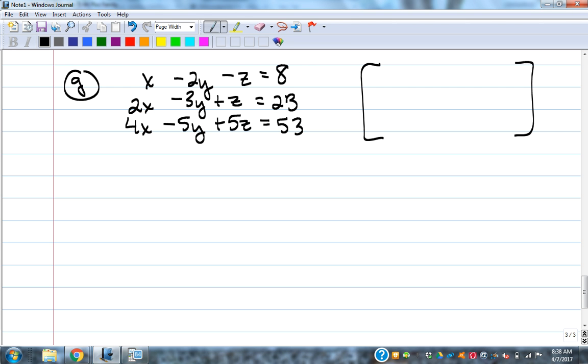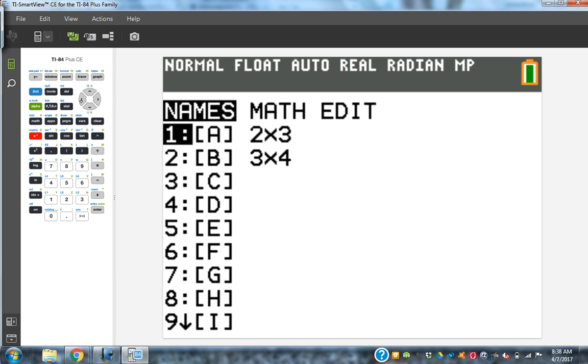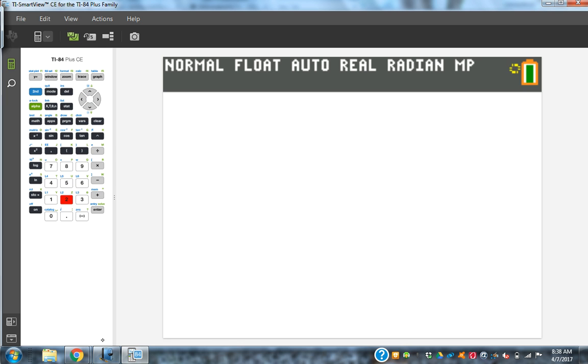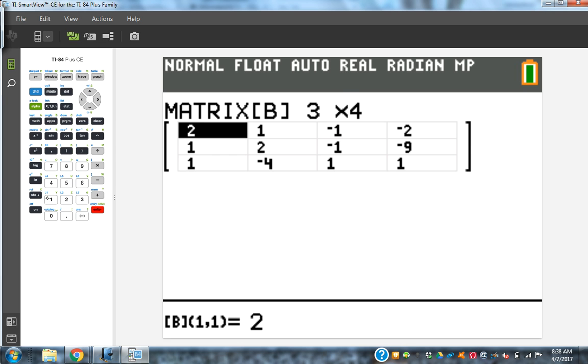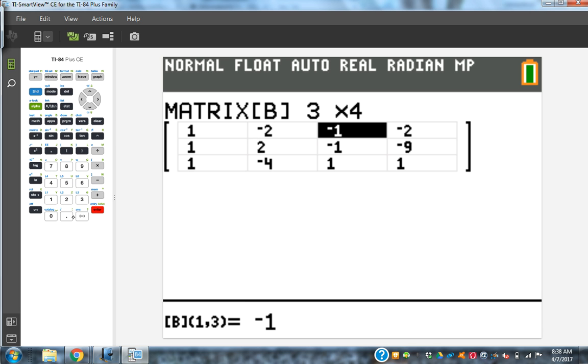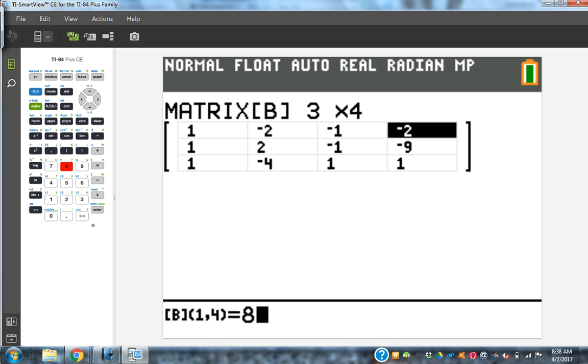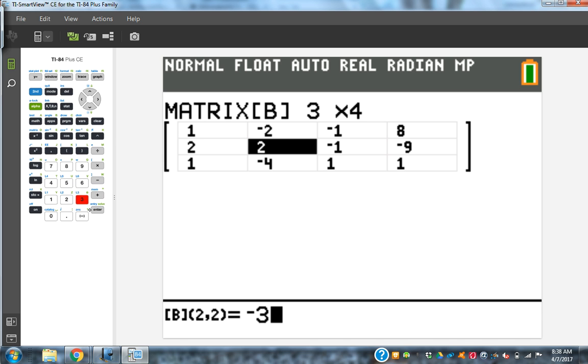Okay. Let's go to the matrix. Edit. Our 3x4. 1, -2. You guys are obviously faster at typing these in than I am because you can use thumbs. Just click one thing at a time.